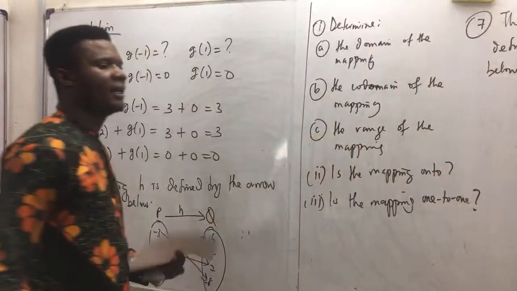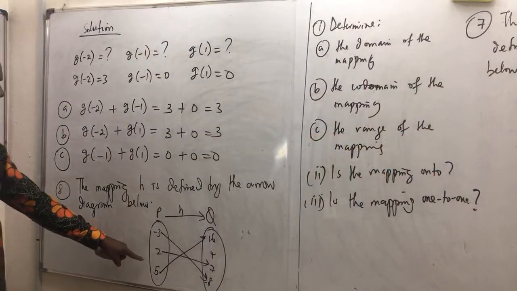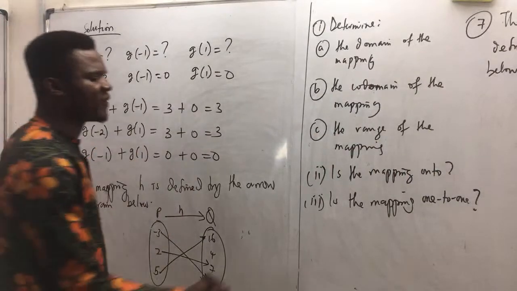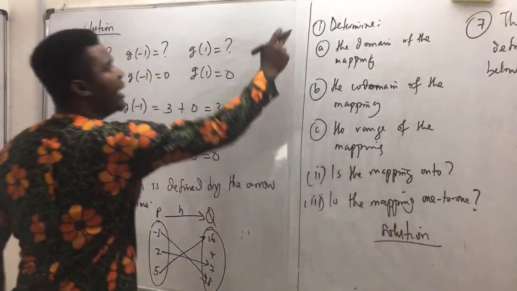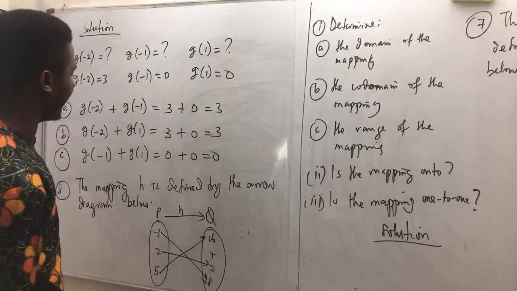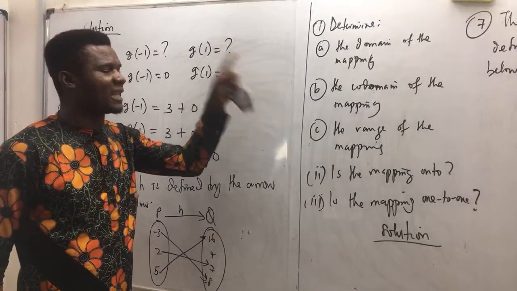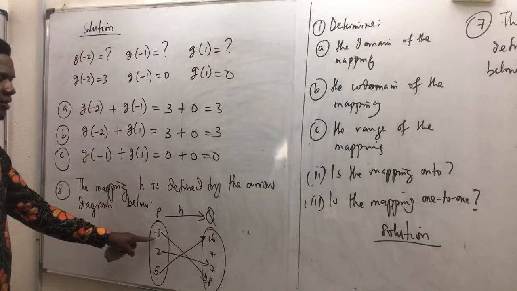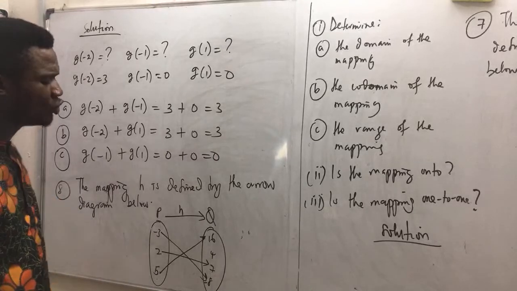So now, guys, looking at this particular mapping, to answer the first question under our solution, A, I is asking for the domain of the mapping. The domain of this mapping is clearly the set containing -3, 2, and 5.